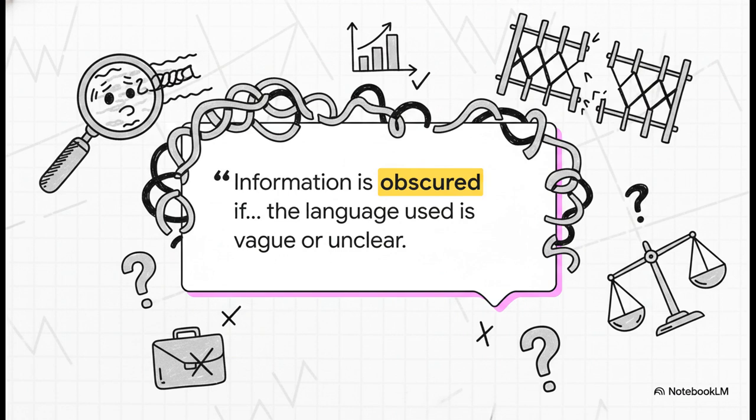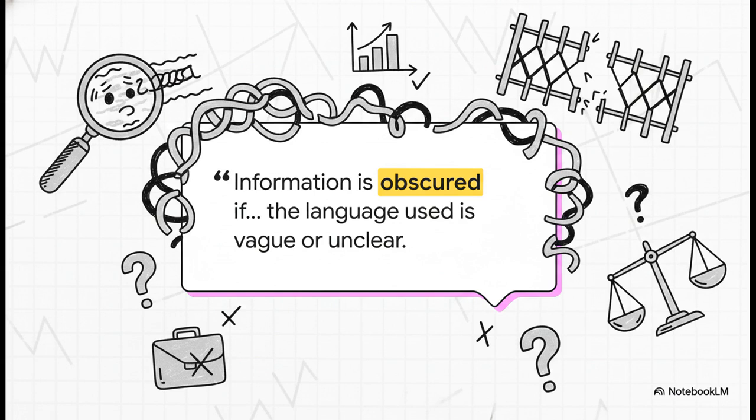Paragraph 7 of IAS 1 explains the whole concept of obscuring information. It clearly states that information is obscured if it's communicated in a way that would have a similar effect on users as omitting or misstating that information entirely. And it even gives examples. Example A is literally when information about a material item is disclosed, but the language used is vague or unclear.